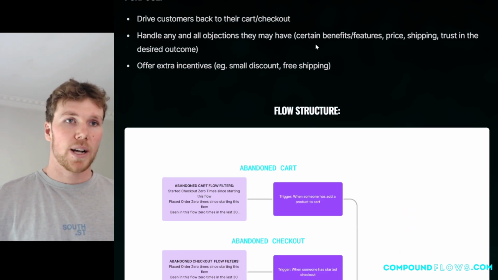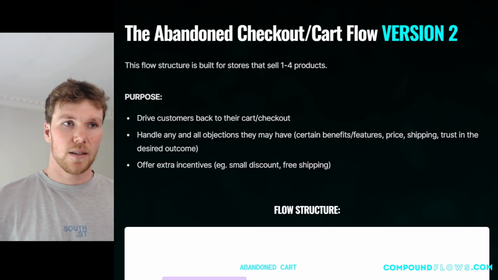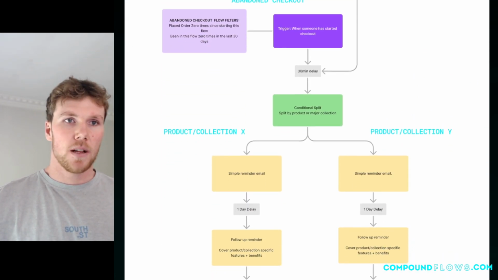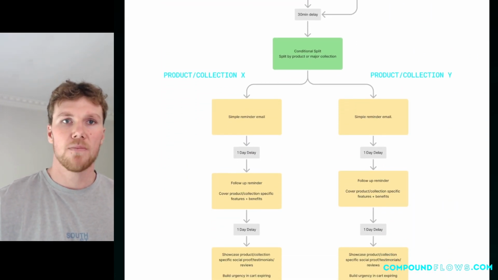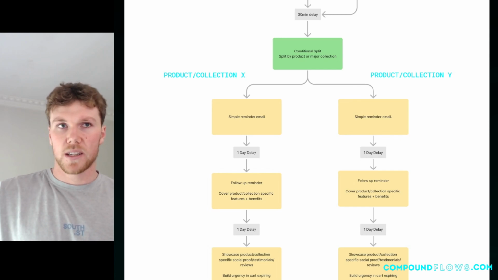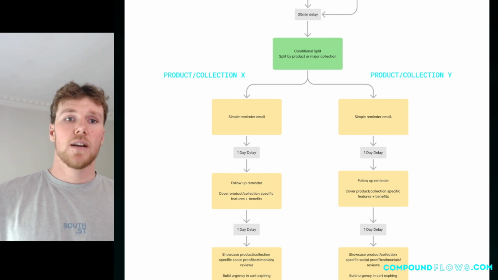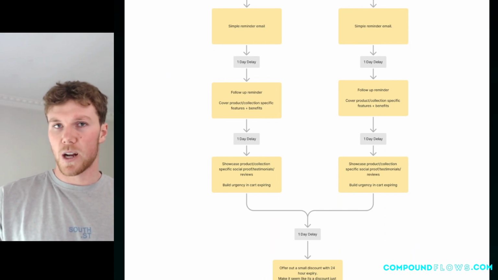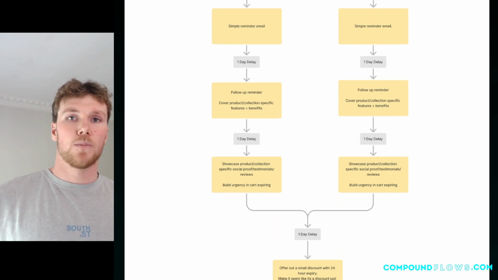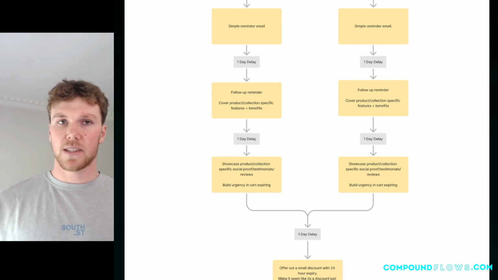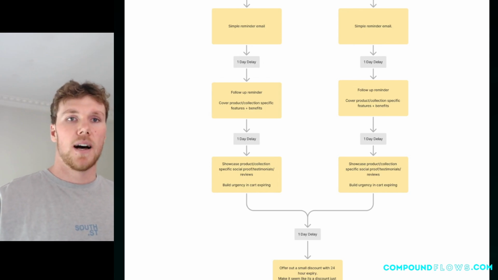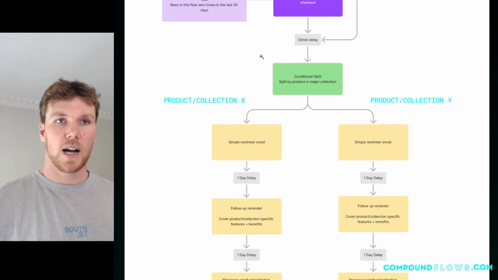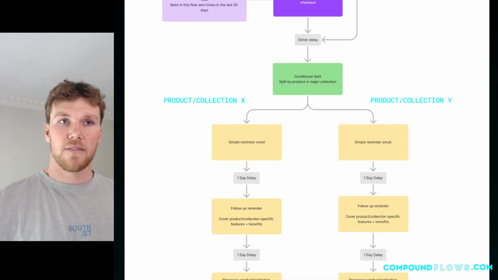Again, we're trying to get people back to the checkout here and handle all objections. The difference with this flow is it's very similar, except we're splitting people based on product or major collection. And you really want to hone in on those features and benefits that your products solve for a specific pain point that your target market actually has. But very similar structure here. We're just splitting by the product they've left in their cart.